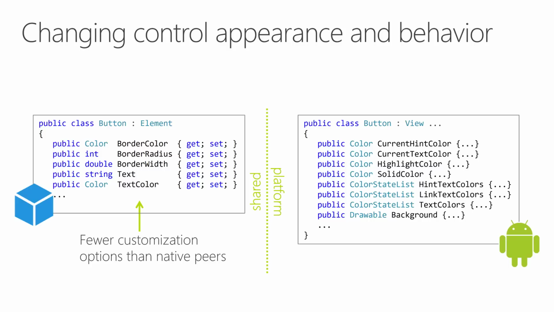However, the native views have substantially more customization points. Take a look on the right at the definition of a native Android button. It has quite a few more button properties and states that aren't reachable from the Xamarin.Forms definition, like current hint color and highlight color. We can't set those properties from our shared Xamarin.Forms code because they're specific to Android and they're not common across all platforms.